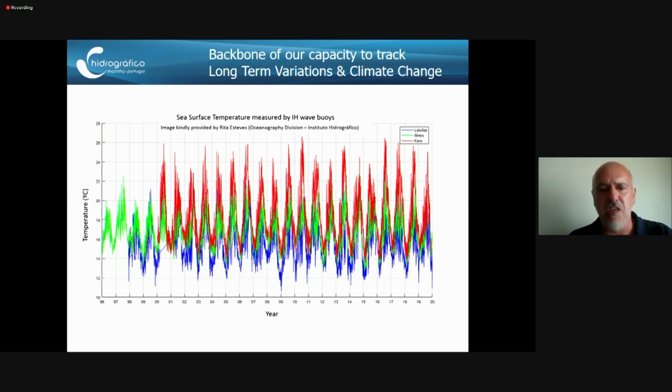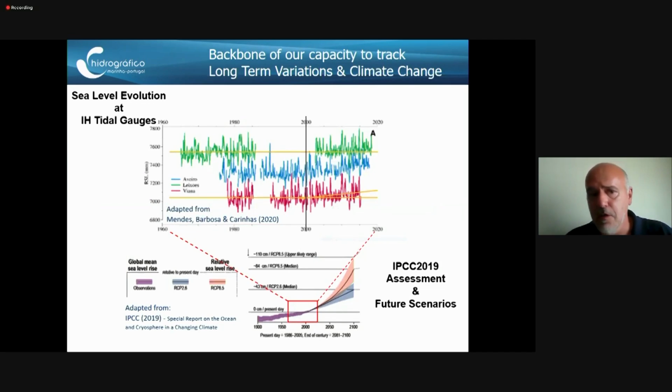We can, for example, see this and make this distinction in the sea surface conditions that I show here for several areas along our coast, or also on the sea level evolution that is measured by the tide gauges along the coast, and which we can use also to put in perspective what are the assessments done at international level and what are the future scenarios that are forecast by a number of climatic models. So we can use this information also to validate and to assess these future scenarios.